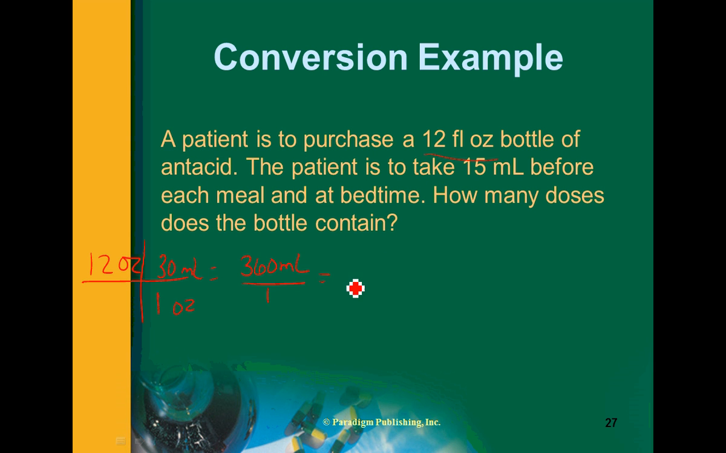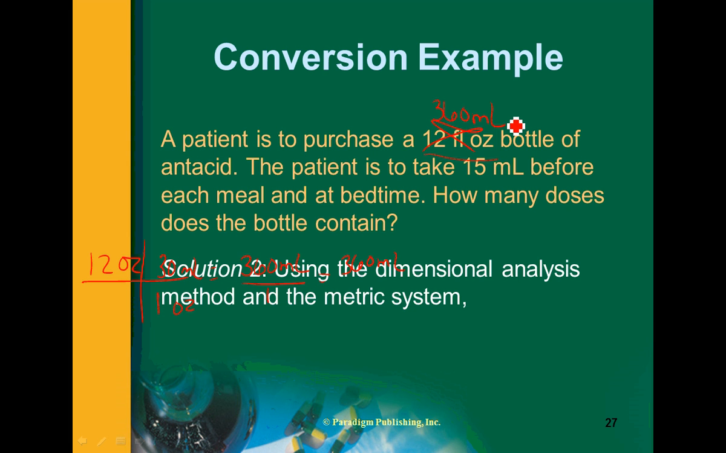So what we've done is take that 12 ounces and turn it into 360 milliliters. Okay. So step 2, of course, is going to be using that dimensional analysis method and the matrix system both. So what I'm going to do is set up the ratio proportion.